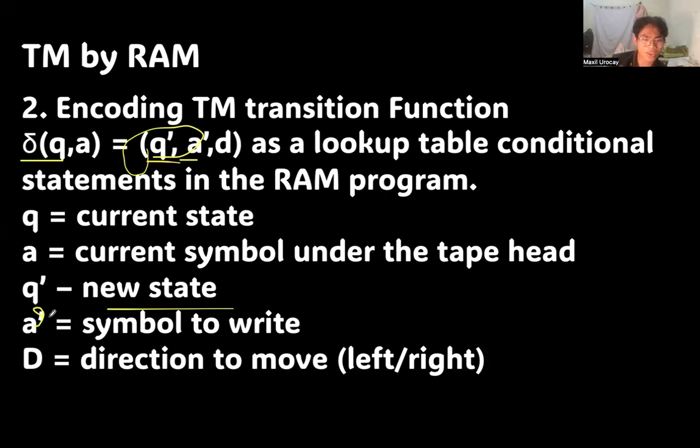How can we call that one? So that is a symbol to write, and the D is the direction to move, left. It could be left and right.